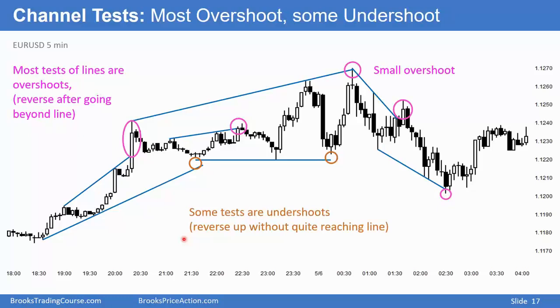That is common. But sometimes you get undershoots. Here, I can draw a line, and the market reversed up without reaching the line. Here, I have a double bottom, and the market sold off strongly, but reversed up without reaching the line. That is an undershoot.